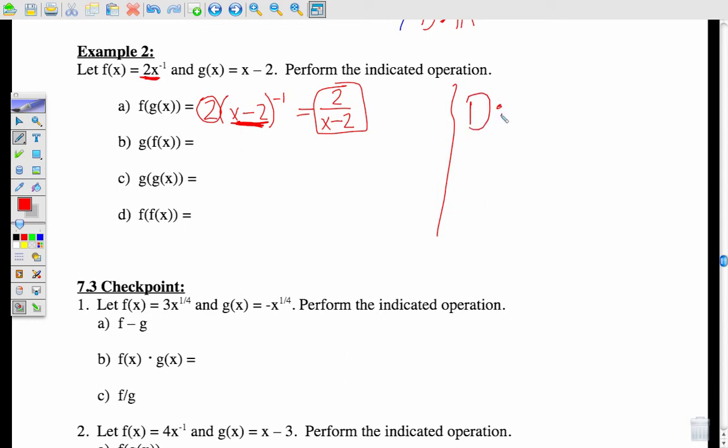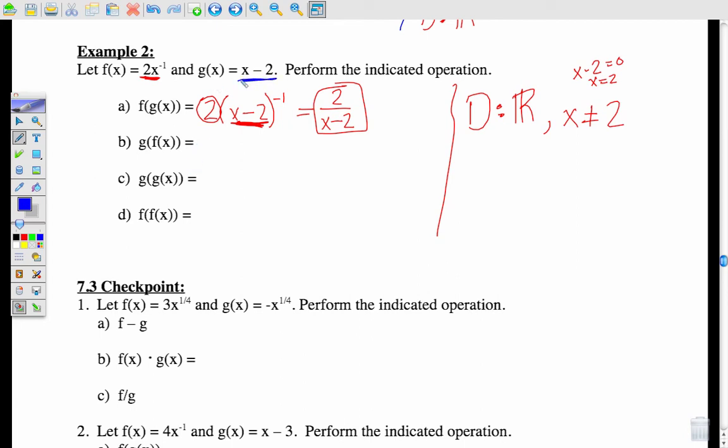There's my final. The domain here does break one of our rules because you can't have 0 on the bottom. So it's all reals, except I'm going to set x minus 2 equal to 0, so x equals 2. This cannot happen. So you would say all reals, except x cannot be equal to 2, because if it is, then that whole bottom there would be 0.